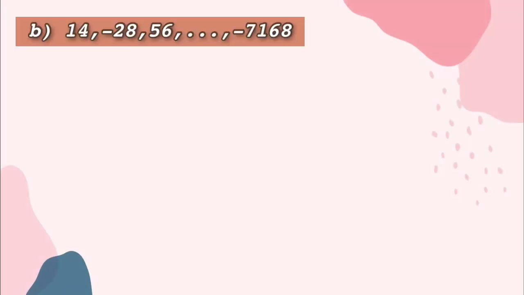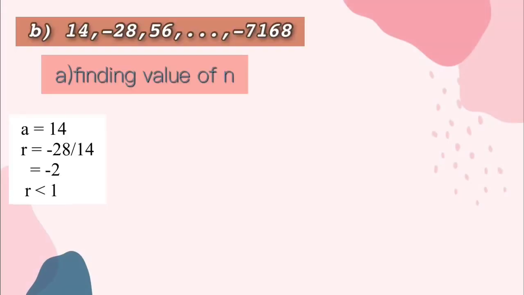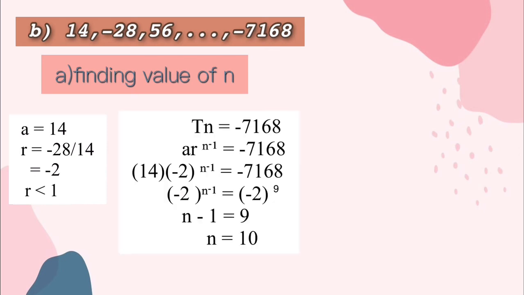Moving on to b, we just need to apply the same steps as before. So a equals 14 and r equals negative 2. Then proceed to substitute the value into the formula ar to the power of n minus 1 equals negative 7168. As usual, we make both sides have the same base number, which in this case is negative 2. To find n, we will compare the indices, n minus 1 equals 9. Then we will move the negative 1 to the other side to make n equals 10.